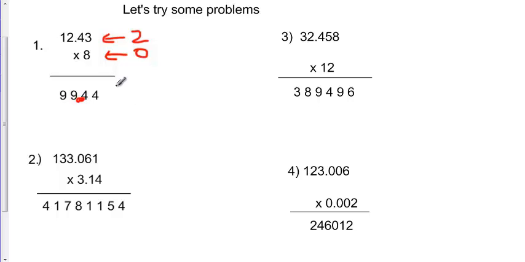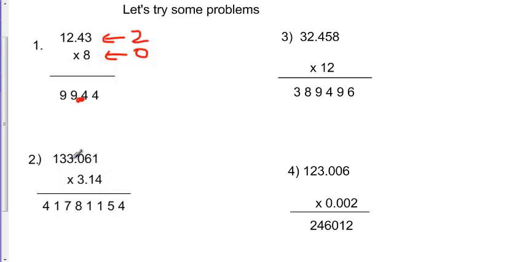Again remember, the best way is to estimate. Think about it this way. This is about 12. This is about 8. 12 times 8 is 96. And there you go. That's my decimal between the 9 and the 4, giving me a value of 99, which is close to 96. Let's go ahead and do number 2.